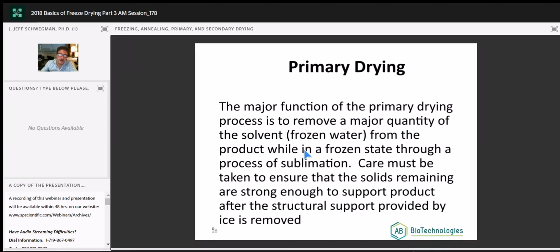Okay, let's talk about primary drying. So the major function of primary drying, like we mentioned before, is removing ice in the ice channels. Again, as we talked about before, we get phase separation during freezing. We get pure ice in the ice channels. Everything else is squeezed around the ice channels in the interstitial space. Great. Once all the ice is gone in the ice channels, technically primary drying is done, and we're moving into secondary drying.